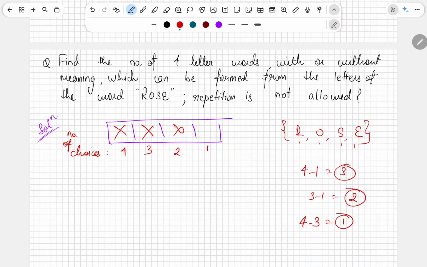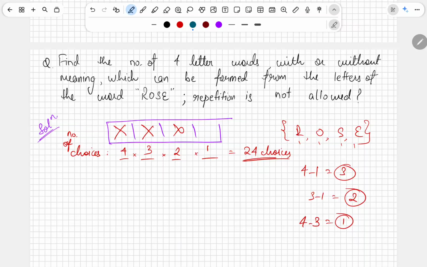So for the first place I had 4 choices, then 3 choices were left, then 2 choices were left, then I had 1 choice. So after putting the first letter, I had to put the second letter. I didn't have a choice. I had to put the second letter. So this is going to be multiplication. 3 4s are 12, 12 2s are 24. So I had a total of 24 choices. Okay, this question is done.